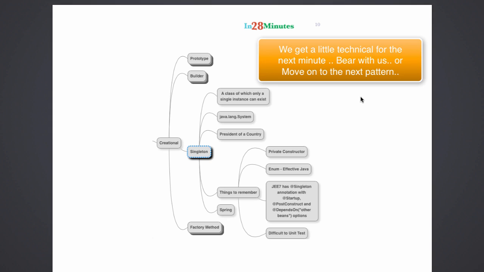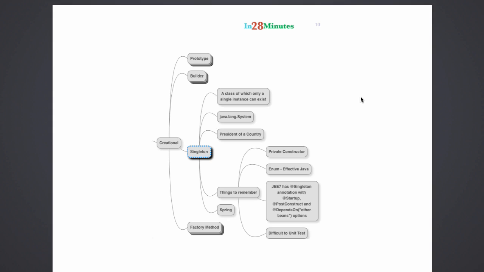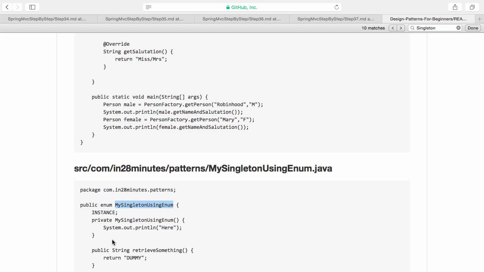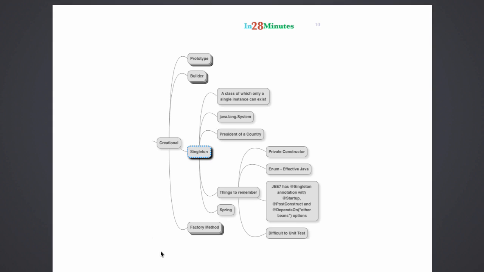The best way to build a singleton in Java is using an enum. It is recommended in the book Effective Java as well. You can find a sample singleton using enum on the GitHub repository. It's very, very simple to use an enum to build a singleton. All that you need to do is create an instance, make your constructor private as usual, and then you can create the methods which can be called. So this would be my singleton enum dot instance dot retrieve something. It's as simple as that. And if you're using JEE7, there's a built-in @Singleton annotation, so you can probably check that out.